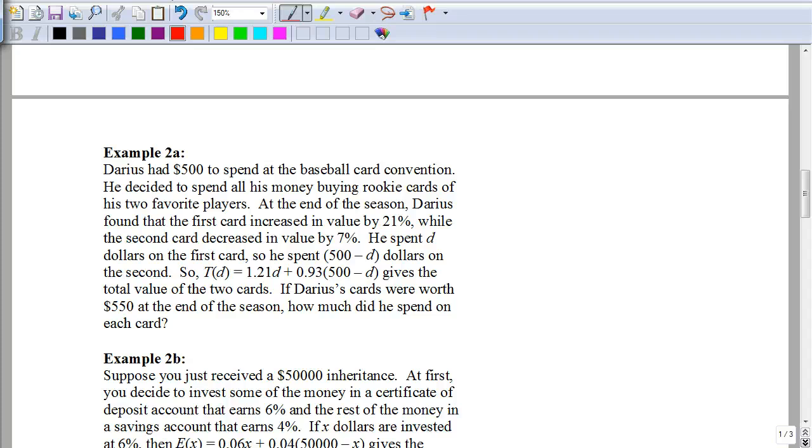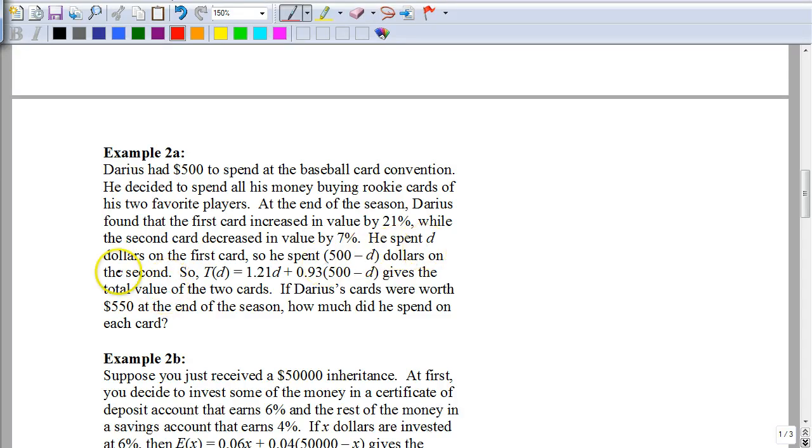So here we have Darius had $500 to spend at the baseball card convention. He decided to spend all his money buying rookie cards of his 2 favorite players. At the end of the season, Darius found that the first card increased in value by 21%, while the second card decreased in value by 7%. He spent D dollars on the first card, which means he spent 500 minus D dollars on the second. Let's stop there for a second.